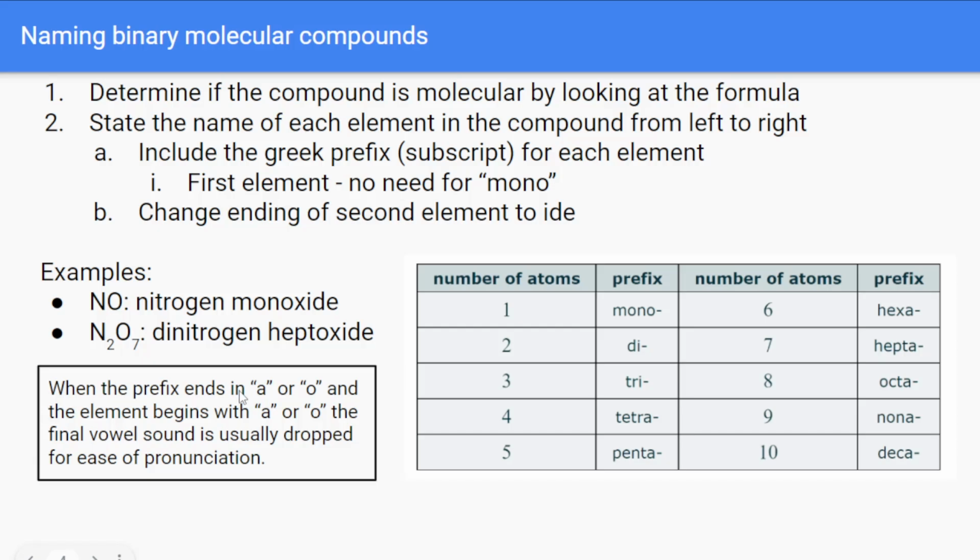If the prefix ends with A or O and the element begins with A or O, the final vowel sound is dropped. So that's why we didn't say monooxide. It would just be monoxide.